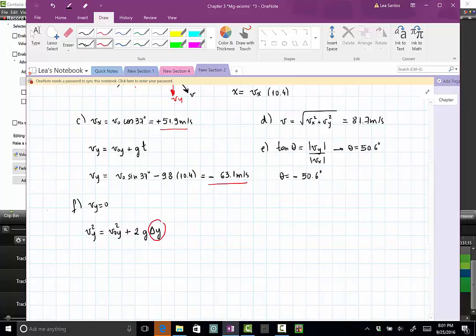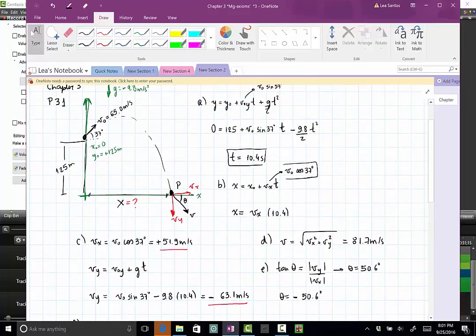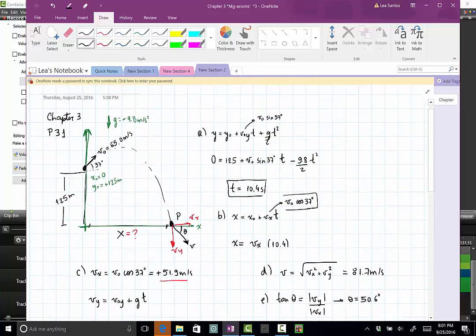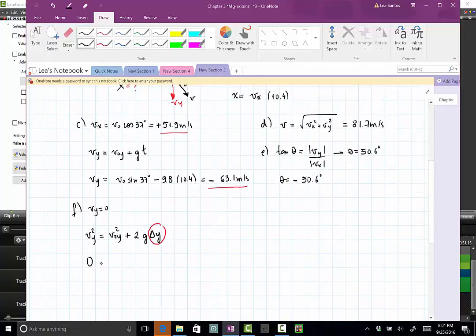Okay, the final Vy is 0 at maximum height. The Vy naught we already obtained. The Vy naught is here. Now it is the V naught sine of 37. So this you have to square. So V naught sine of 37 squared plus 2g, where g is negative, minus 9.8, and now you can solve this equation and find the maximum height above the cliff.